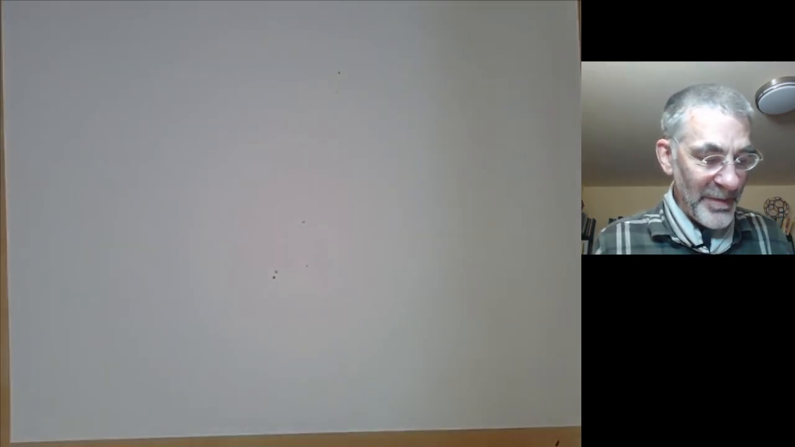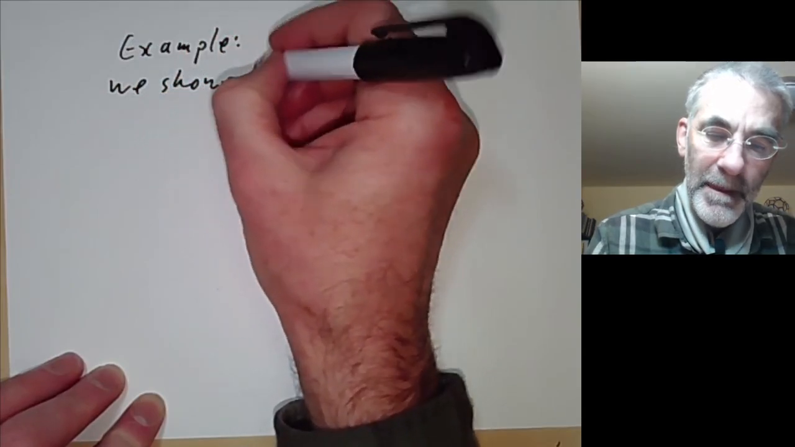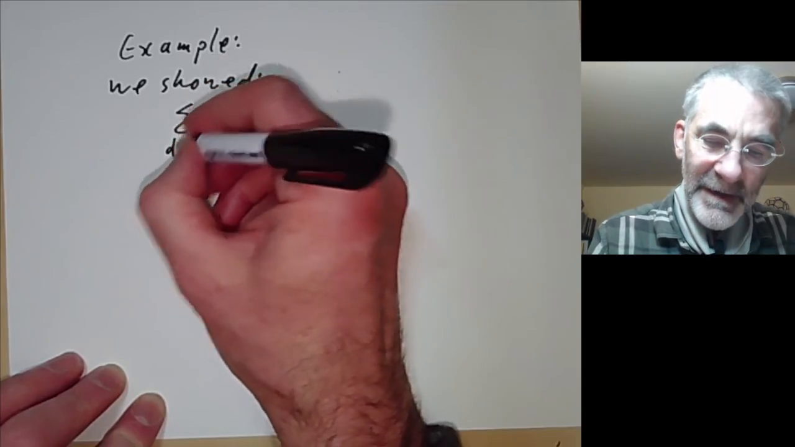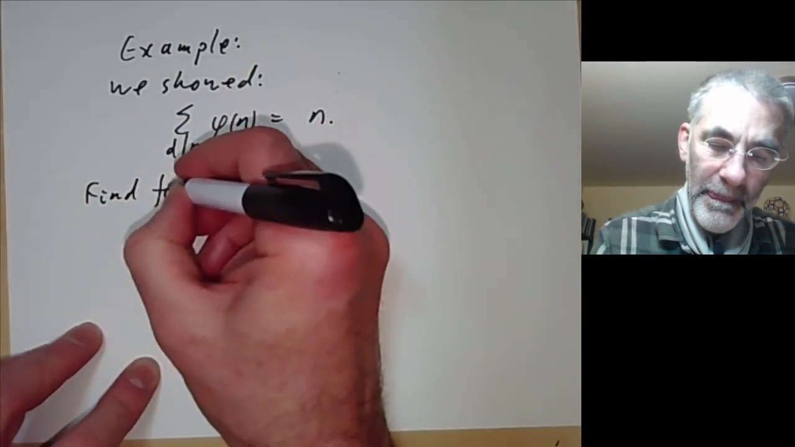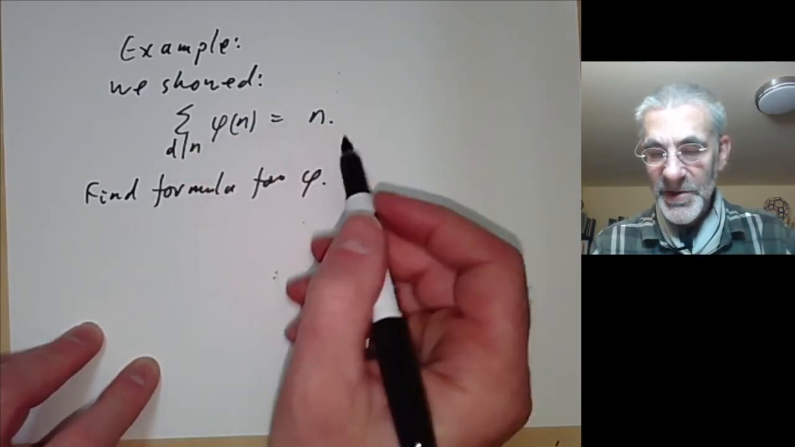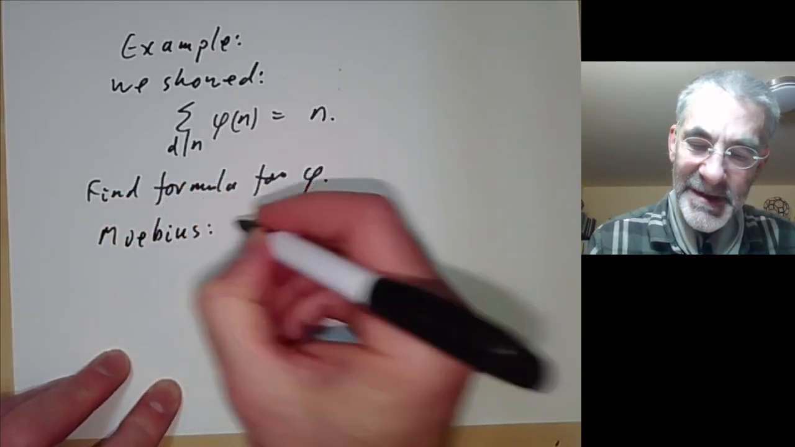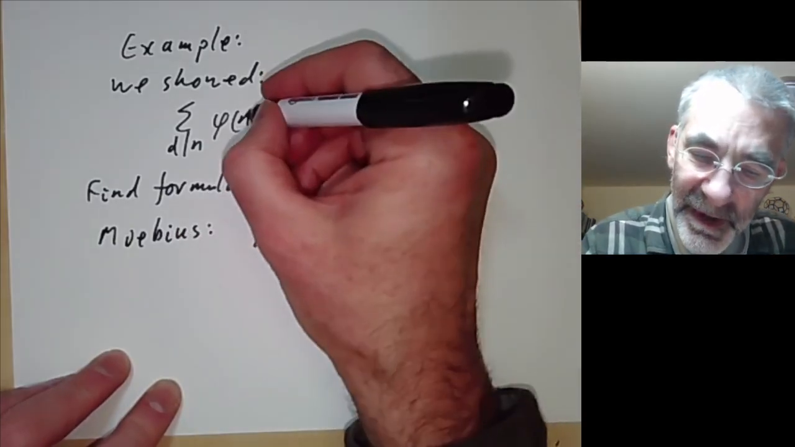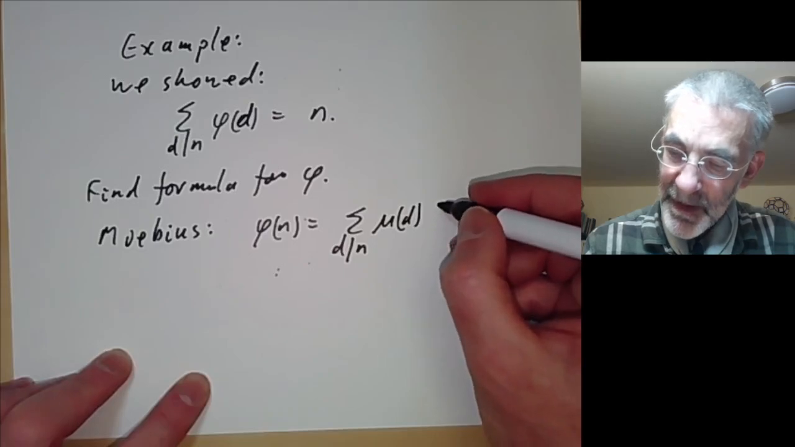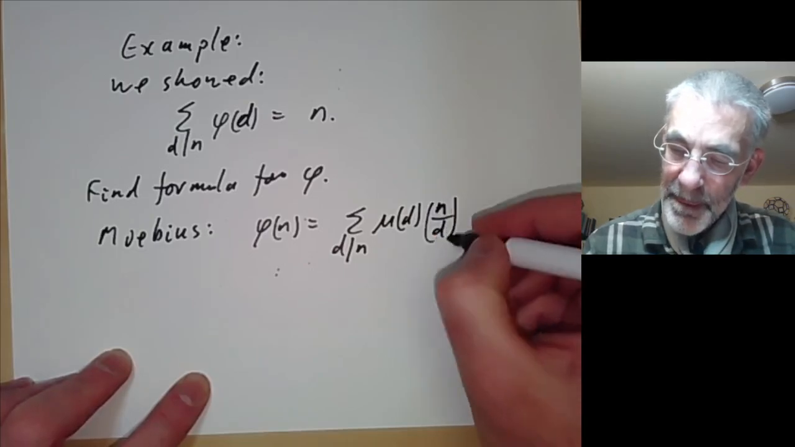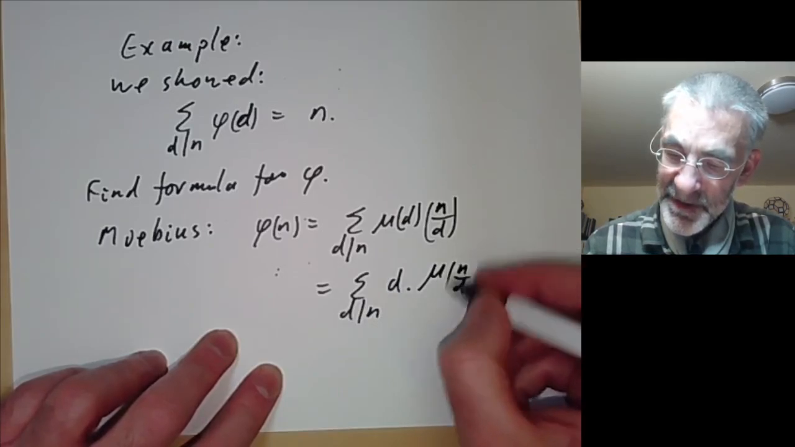So let's just have an example of the Moebius inversion formula. We showed earlier that the sum over d divides n of phi of d is equal to n. And let's just use this to find a formula for phi. And this is kind of cheating a bit because we're really just reversing the calculation that we did for that. Well, the Moebius formula just says that phi of n is just equal to the sum over d divides n of mu of d times n over d. Or you can also write this as the sum over d divides n of d times mu of n over d. It doesn't really matter which way around you put these.